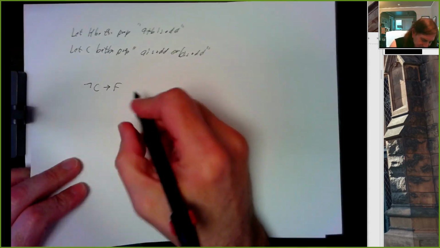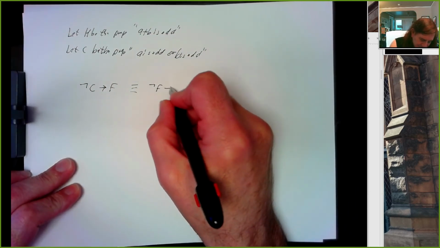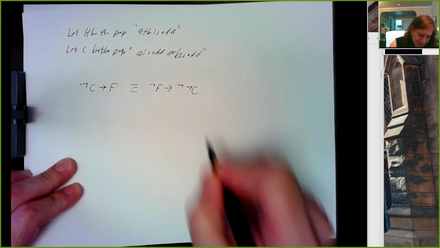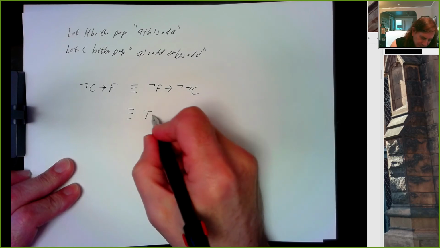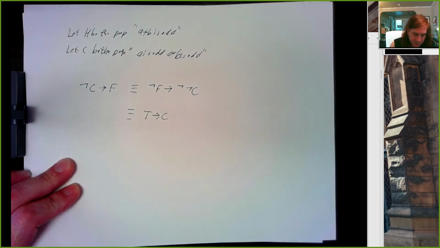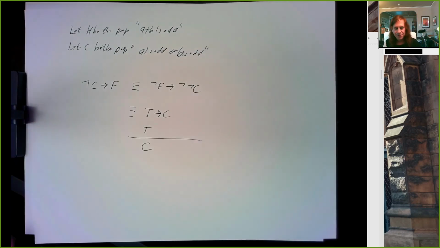And this is logically equivalent to the contrapositive, which is the negation of false implies the negation of C, which is logically equivalent to true implies C. And we know that true is true, and therefore, through direct reasoning, we can conclude C is true. So that's why an indirect proof actually proves the conclusion.